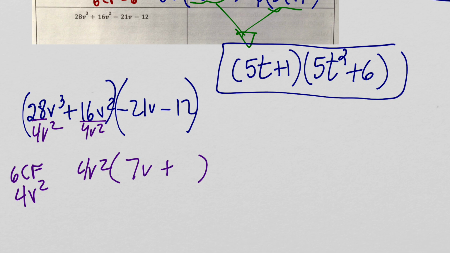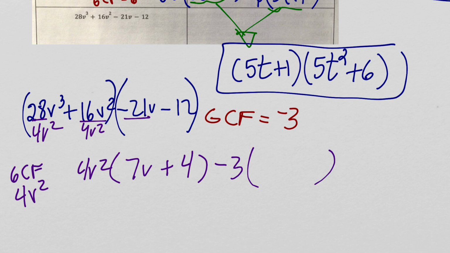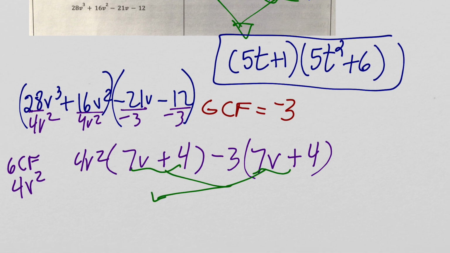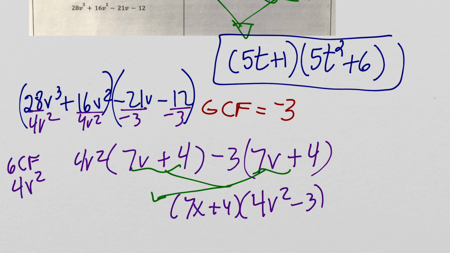And now for negative 21 and negative 12, that's going to be a negative 3 for the numbers. So let's get negative 3 out here. Divide by negative 3, I get positive 7v, positive 4. Again, this is what we want to happen. So what happens? It comes out. And what's left when I take away 7v plus 4 is 4v squared minus 3. So there is the factored answer for that last one.